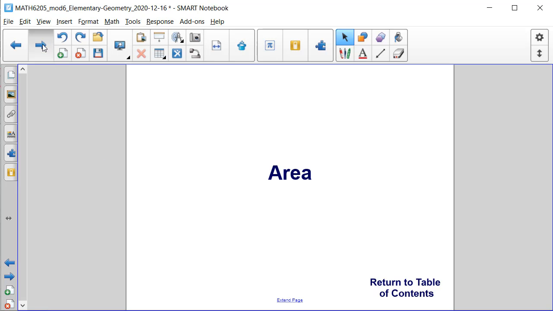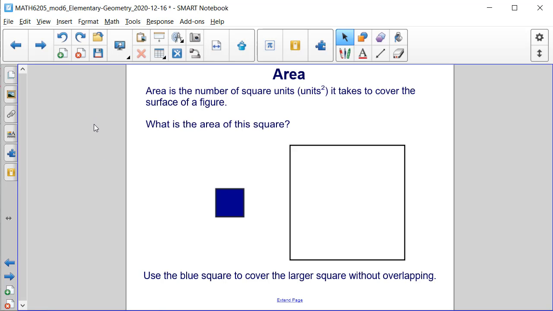Area. Area is the number of square units, also noted as units to the second power, or units squared, it takes to cover the surface of a figure. What's the area of this square?